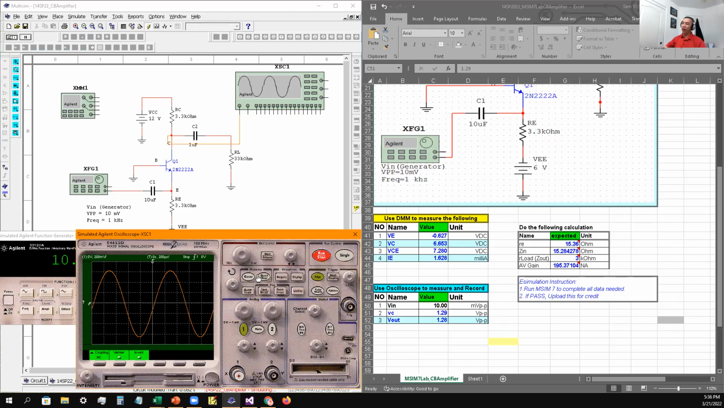Now you have that. Then you can press single to stop it, and then you can click quick meter to measure it. So that comes to about 1.28, 1.29, depending on when the signal stops. So that's 1.28, 1.29.